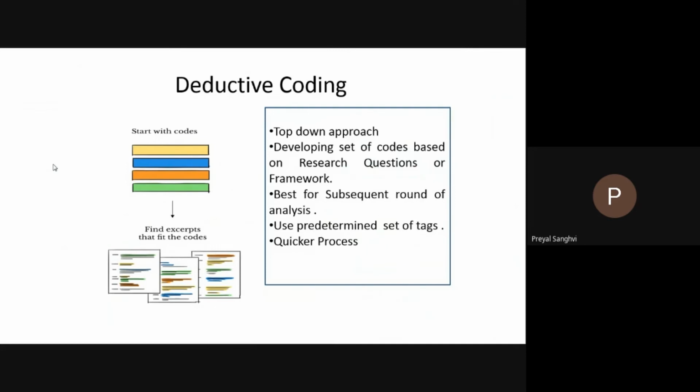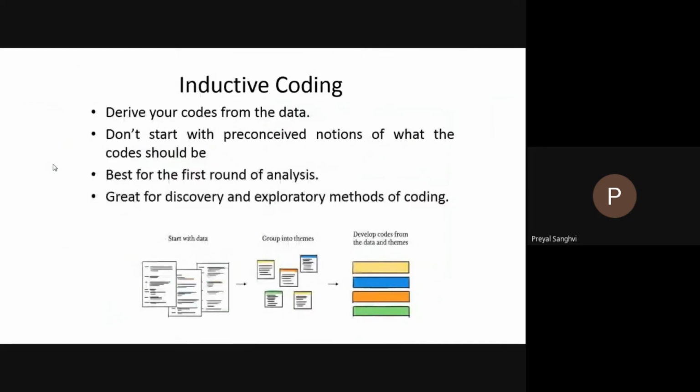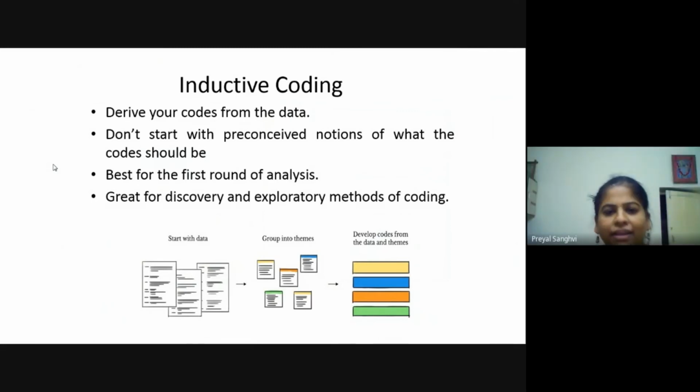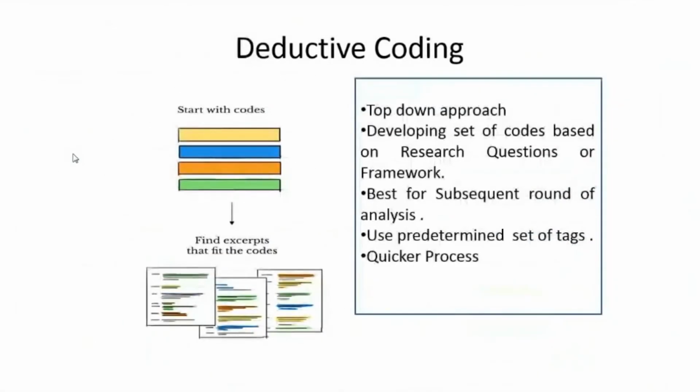When we talk about deductive coding, here you can see in this diagram, first we start with the code and after that we review the data. Right, so this is a part of deductive coding. If we talk about inductive coding, first we read the data, and out of that we find the code. So inductive coding starts with reading the data and out of that the researcher tries to identify the code. Deductive coding is a top-down approach. First it starts with the code and after that we read the data.